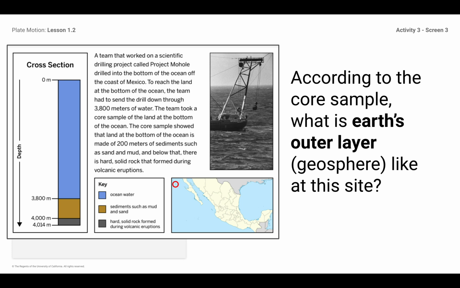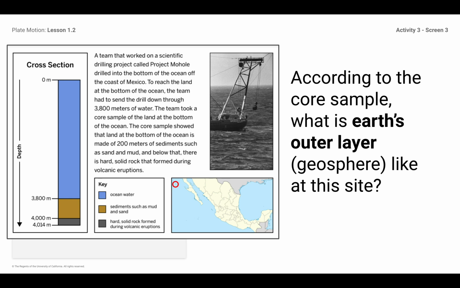Let's look at the third one. So now this is an example of ocean drilling, and this is off the coast of Mexico. To reach the land at the bottom of the ocean, the team had to send the drill down through 3,800 meters of water. And we see that represented on the cross section from 0 meters to 3,800 meters. It's just water. But then from 3,800 meters to 4,000 meters, we see sediment such as mud and sand.